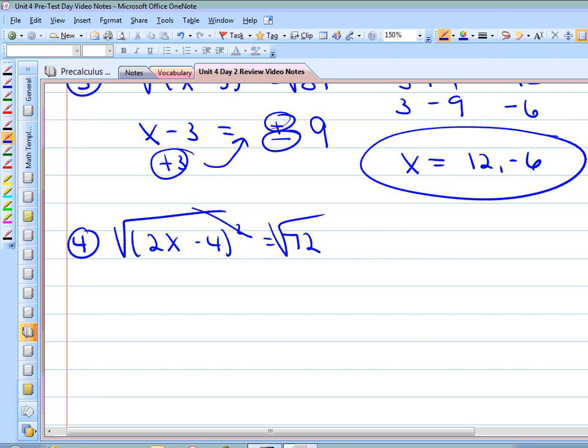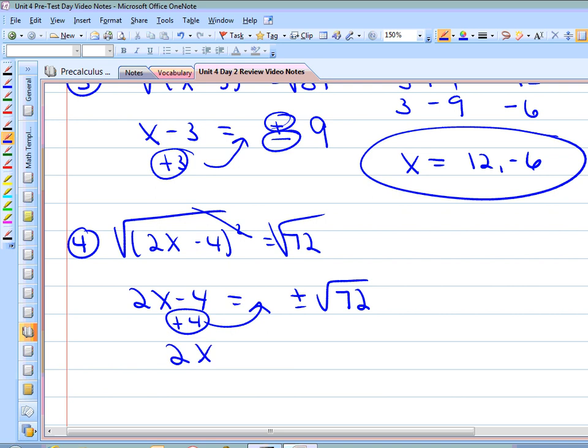Now that's going to cancel, and we're going to end up with 2x minus 4 equals positive or negative square roots of 72. All right, we have a decision to make here. We can either simplify the square root of 72 right now, or go ahead and finish everything up first. I'm going to go ahead and finish and then simplify, but it's really up to you what you prefer to do. I'm going to say at this point I need to add the 4 and put it in front.